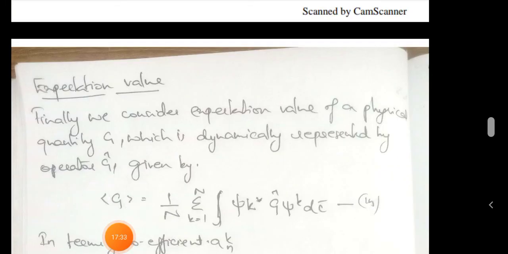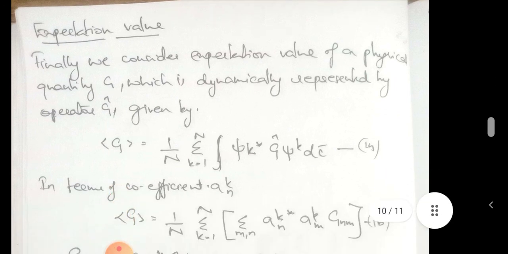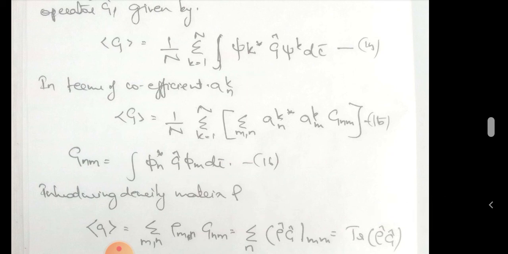Now the expectation value. Finally we consider the expectation value of a physical quantity G, represented by an operator Ĝ. The expectation value of G is given by (1/N) Σ_k from 1 to N of ∫ ψ_k* Ĝ ψ_k dτ. In terms of the coefficient a_kn, we write the expectation value of G to be (1/N) Σ_k Σ_{m,n} a_kn* a_km G_nm, where G_nm is equal to ∫ ψ_n* Ĝ ψ_m dτ.